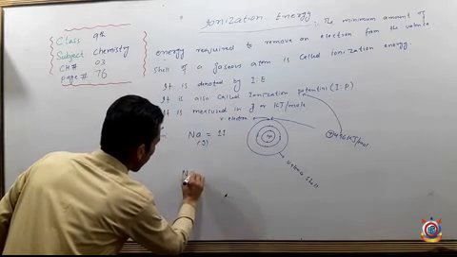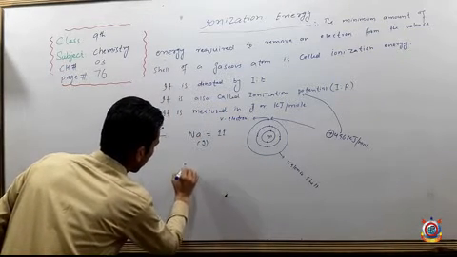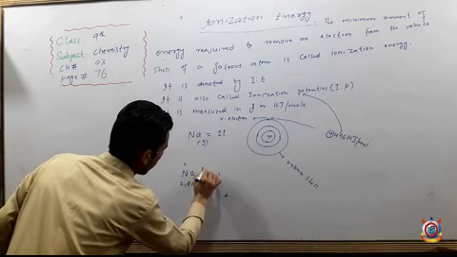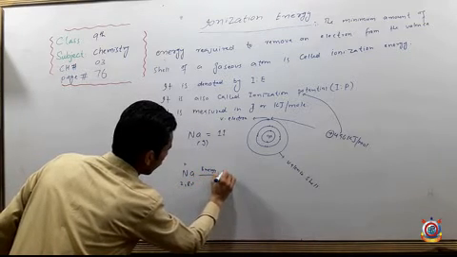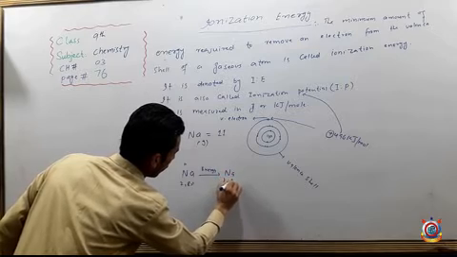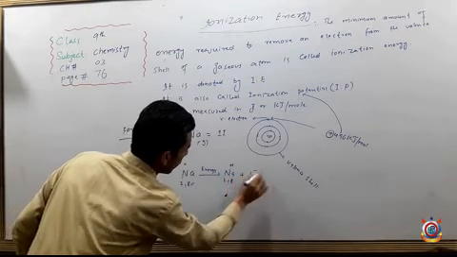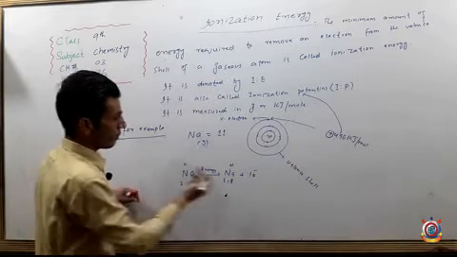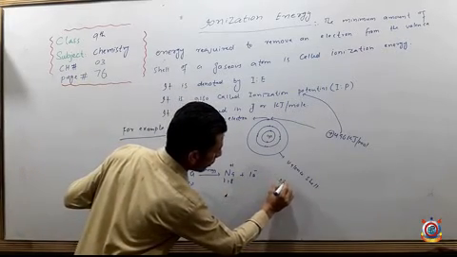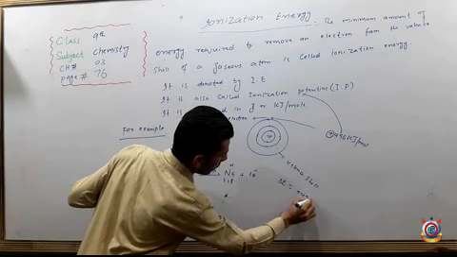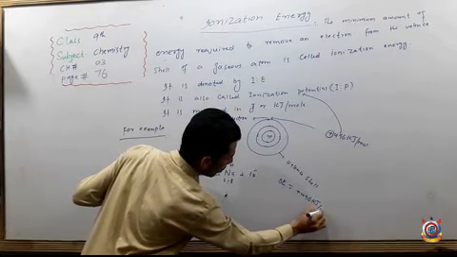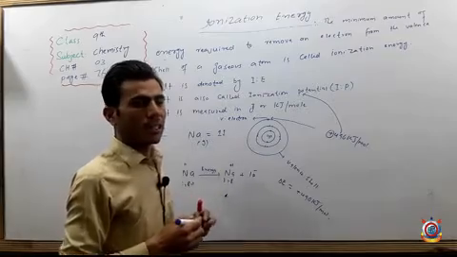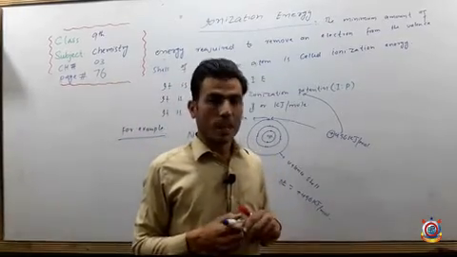Sodium, atomic number 11, 2, 8, 1 electron. When energy is supplied, it loses 1 electron, leaving 2, 8, and a sodium positive ion is formed. And how much energy is required? Plus 496 kilojoule per mole, and this energy is called ionization energy.